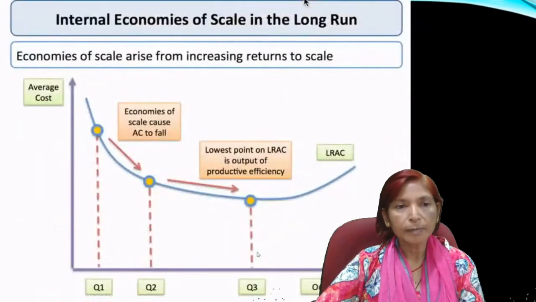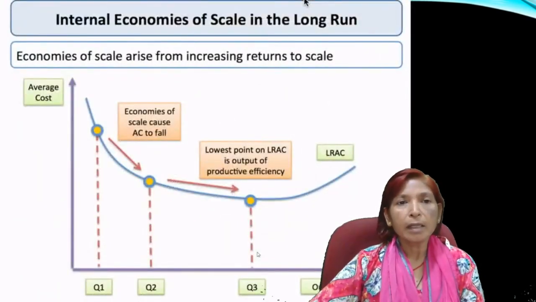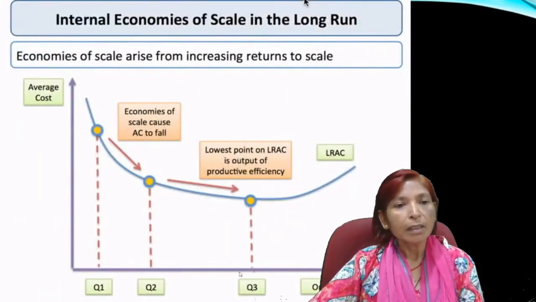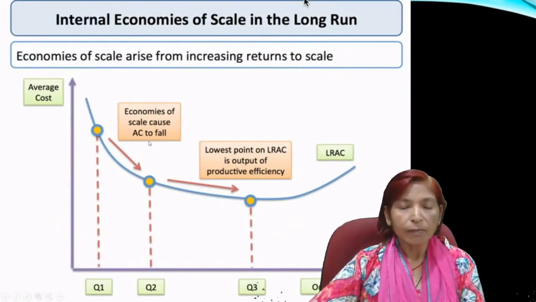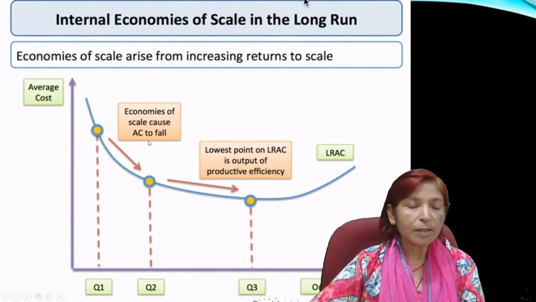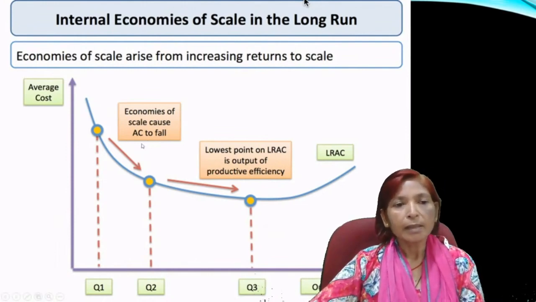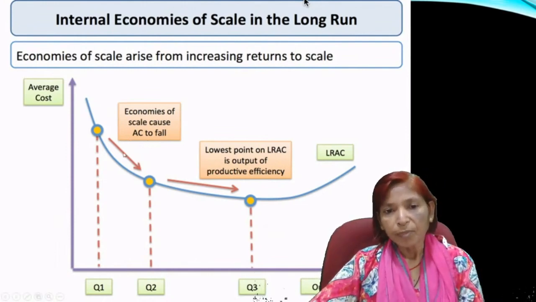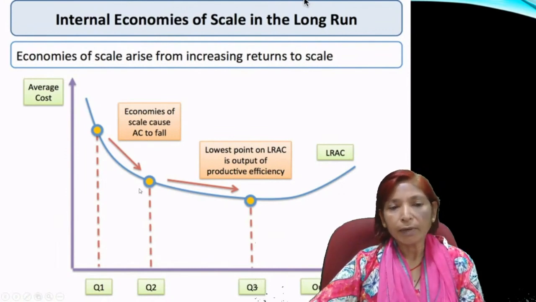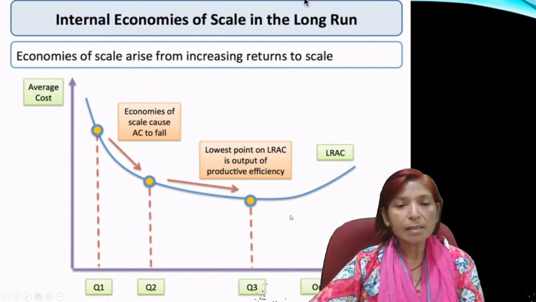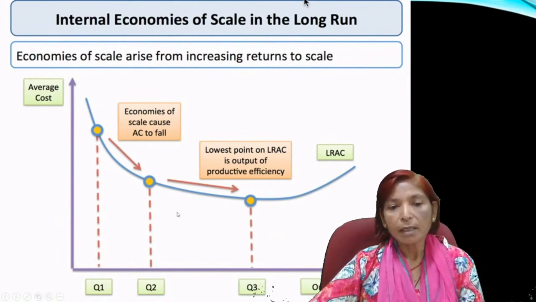Now next is internal economies of scale in the long run. Economies of scale cause AC to fall. When economies of scale or benefits of scale occur, then cost will decline. And this is the long run average cost curve. And why is this cost curve shaped like this, a U-shaped curve?